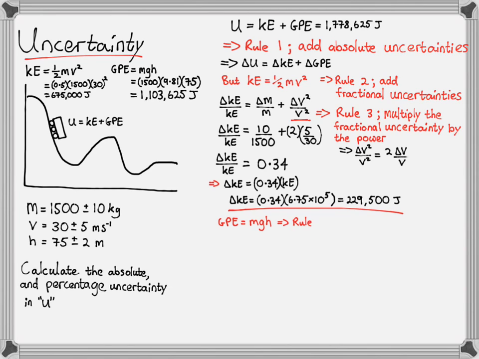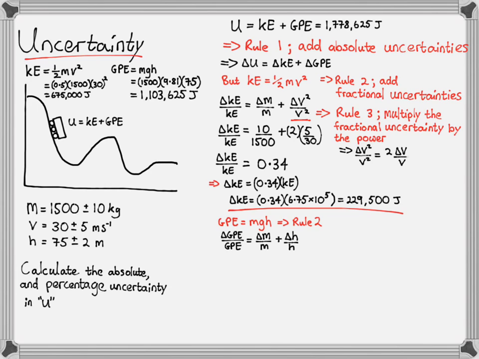So I'm halfway there. Now I calculate GPE, gravitational potential energy, using a function mgh, which involves multiplication. So I'm going to use Rule 2 for that, add the fractional uncertainty. So the fractional uncertainty in the gravitational potential energy will equal the fractional uncertainty in the mass plus the fractional uncertainty in the h.